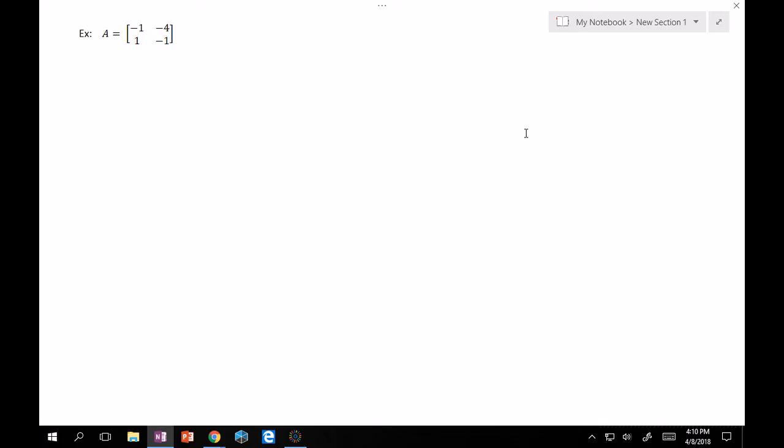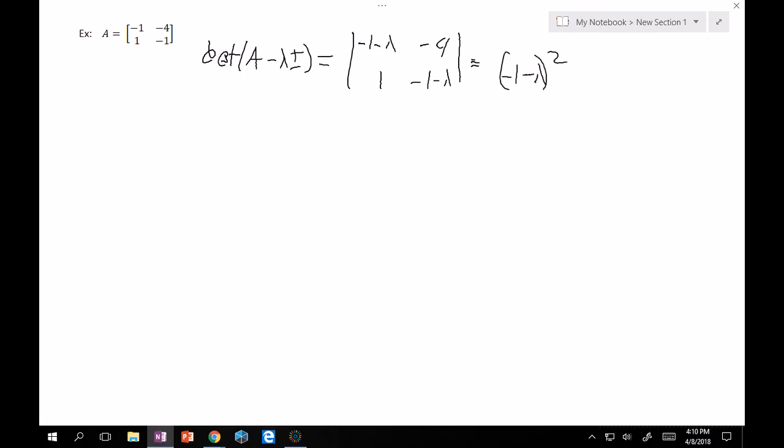So great. What you need to do is what you always do, which is to solve for your lambdas. So let's do determinant of A minus lambda I, which means that it'll be minus 1 minus lambda, minus 4, 1, minus 1 minus lambda. And this will give you (minus 1 minus lambda) squared plus 4 is equal to 0. Then expanding this out, you'll get lambda squared plus 2 lambda plus 5 is equal to 0.